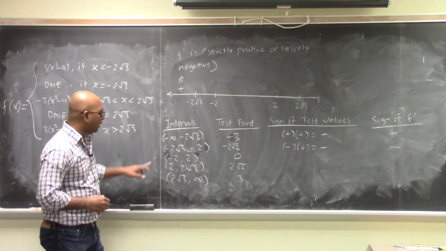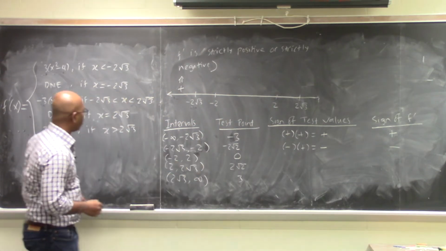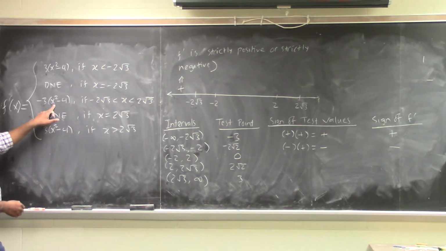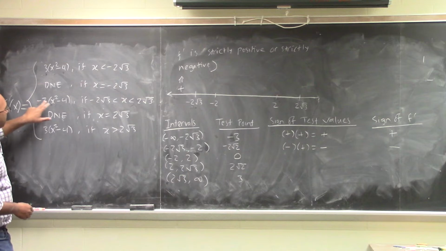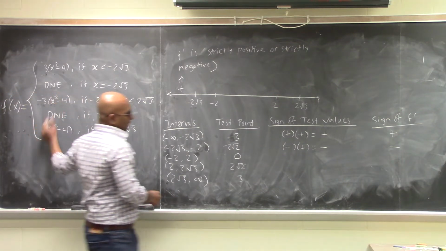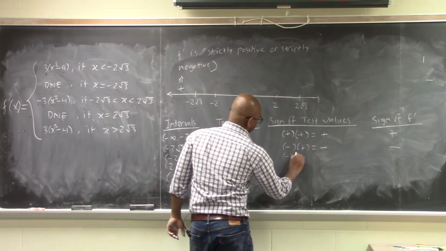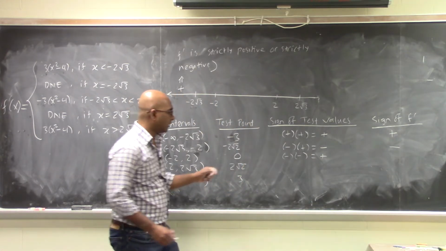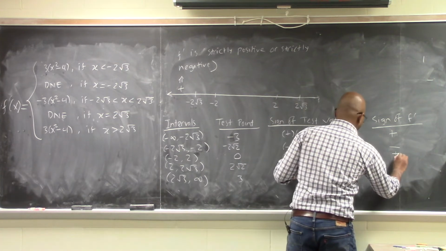Okay, and then we are going to plug in 0, okay? And 0 is coming from this interval, right? So I will plug in here. So this is negative 3 times negative 4. So this is a product of two negative numbers, which makes it positive. Okay, so f prime is positive here.